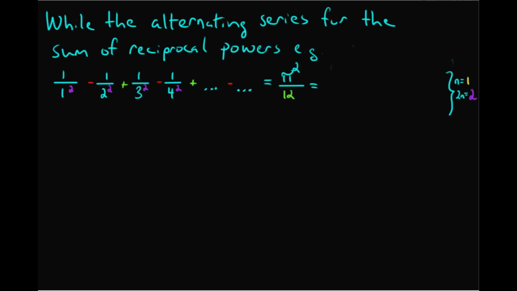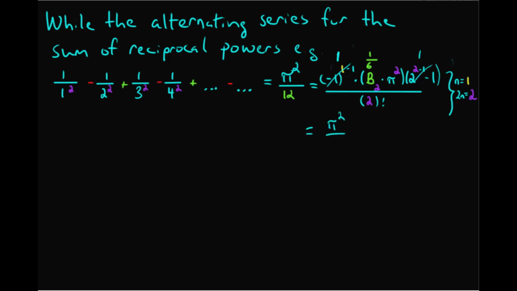And that can be written in the form (-1) to the power of 1 minus 1 times b sub 2 times pi squared times the quantity 2 to the second power minus 1, all over 2 factorial. Then when we sub in our value of 1/6 for b sub 2 and make the necessary cancellations, we see that this formula does work. It produces the value pi squared over 12.